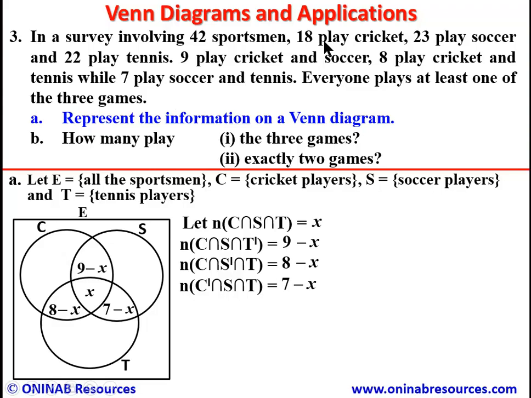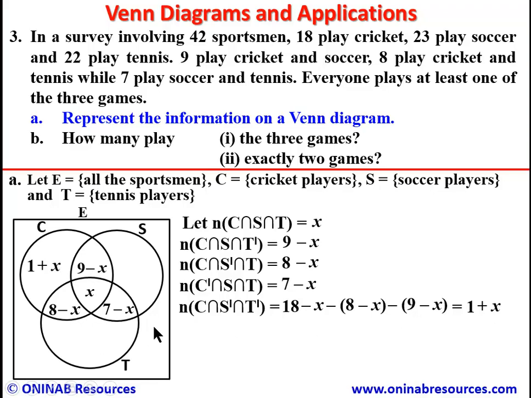for cricket only, 18 play cricket, so that's going to give us N of C intersection S prime intersection T prime, which is going to be 18 minus every other thing within this circle to give us this only, minus X, minus 8 minus X, and minus 9 minus X. If you simplify this, we have 1 plus X, and it goes to this region.